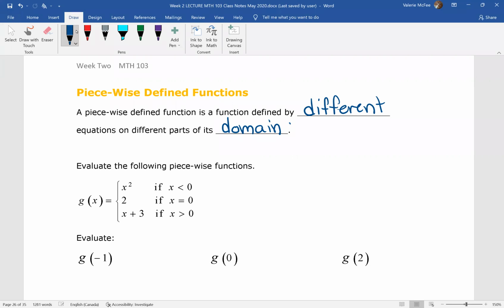We're asking you to evaluate the function for different values of x. We're asking you to find the g of -1. If I look at my domain restrictions, I see that -1 is less than 0. That means I substitute -1 into this equation. The g of -1 equals 1.